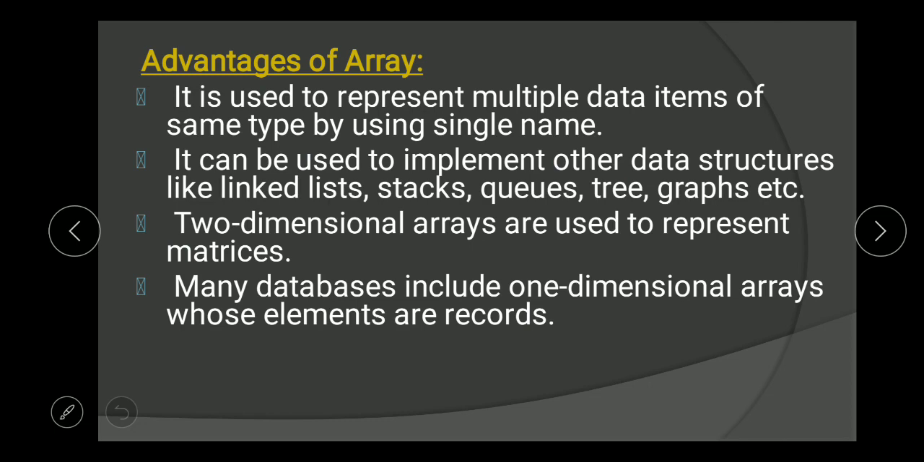Advantages of array. It is used to represent multiple data items of the same type by using a single name. It can be used to implement other data structures like linked lists, stacks, queues, trees, graphs and so on. Two-dimensional arrays are used to represent matrices. Many databases include a one-dimensional array whose elements are records.